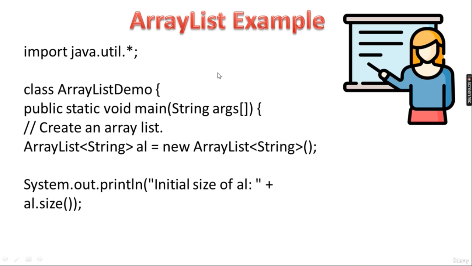We will see one ArrayList example so that you will understand what an ArrayList is and how it is used. So we will first import the util package, then we will create an ArrayList of type String. So an ArrayList of type String will store all the objects of type String. Okay, and the initial size of the ArrayList is al.size.